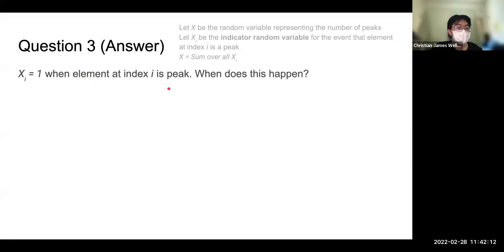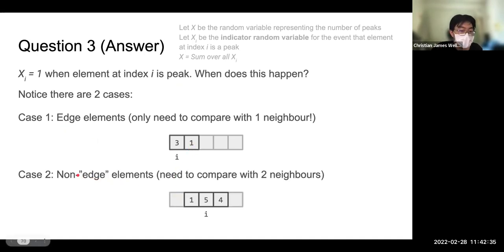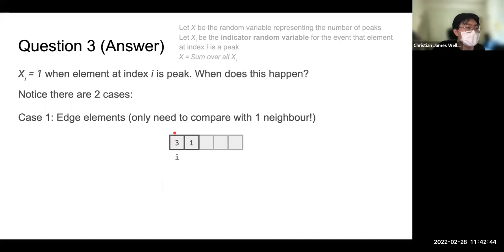X_i equals 1 when the element at index i is a peak. When does this happen? Notice the tricky part about this question, and what I actually like, is that there are two cases. Case one is an edge element, all the way to the left. You only need to compare with one neighbor. What about the non-edge elements? You need to compare with two neighbors. In case one, to know whether the element at index 1 is a peak, using one-indexing, you only need to compare to its direct neighbor, to the right or to the left, depending on which end you are talking about.